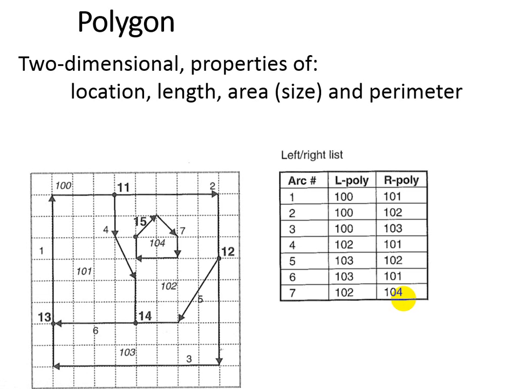There's also some interesting things going on here in that we can think about these arcs, and about what's on either side of these arcs. For arc number 1, which is this length right here, the arrows give us some sense of direction, so arc 1 runs this way to here. On the right-hand side, we're dealing with polygon 101. On the left-hand side of this first arc, we're dealing with polygon 100. We can see some interesting things about line 7. On the right-hand side of arc number 7, we're dealing with polygon 104. On the left-hand side, we're dealing with polygon 102.